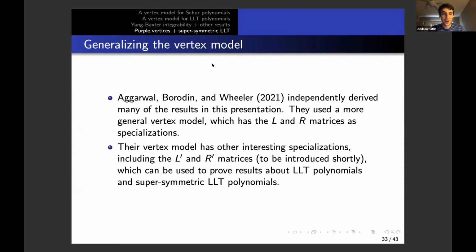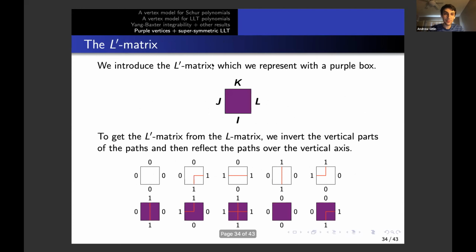But the vertex model also has other interesting specializations, including an L prime and an R prime matrix, which I'll introduce shortly. And what I'm going to do is I'm going to use those 2 specializations to prove some results about LLT and supersymmetric LLT polynomials. Okay, so now I'm going to introduce the purple vertices, or the L prime matrix. There's a nice geometric interpretation of the purple vertices in terms of the white vertices, namely take the white vertices and then invert the vertical parts of the paths and reflect the paths over the y-axis.